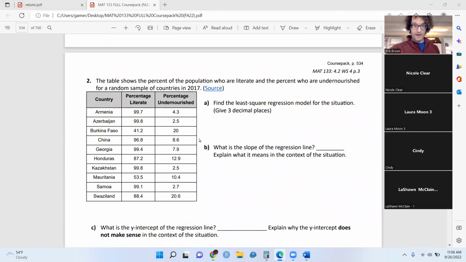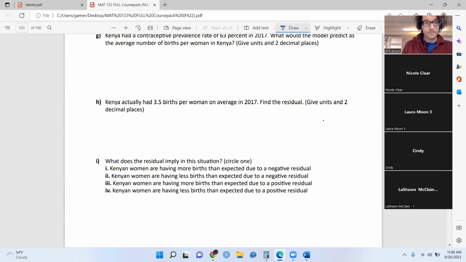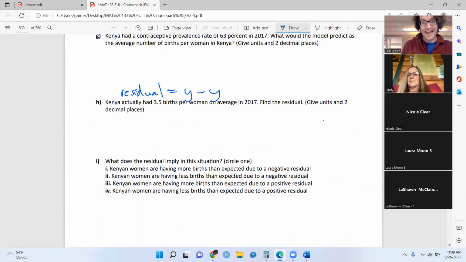So I think this is where we're at. Do we recall that I screwed this up? The calculation of the residual? The residual is, oops. Residual is calculated as y minus y hat.